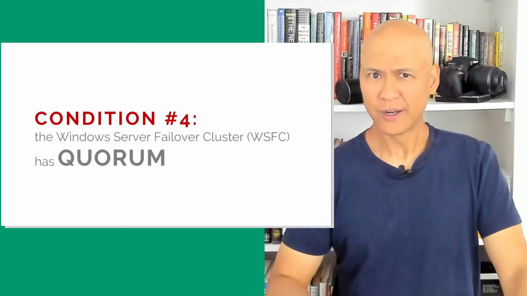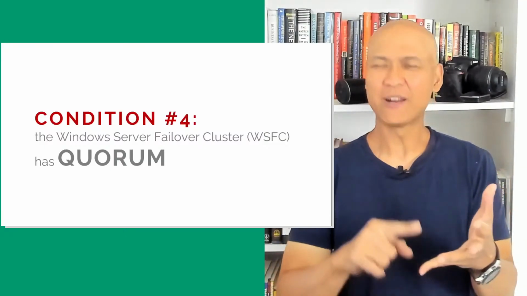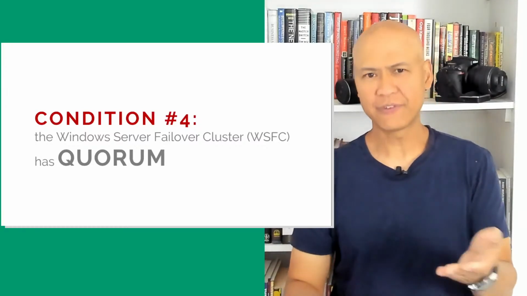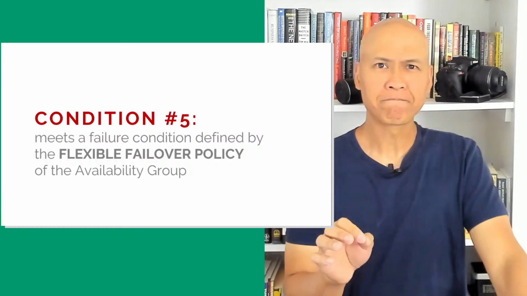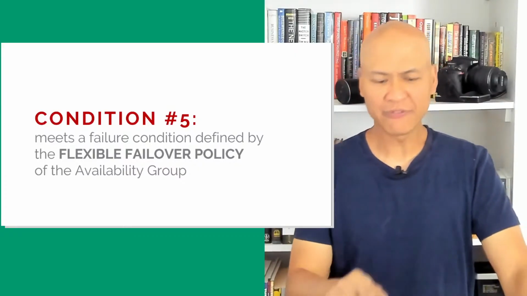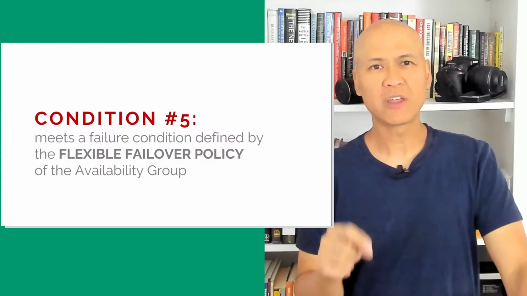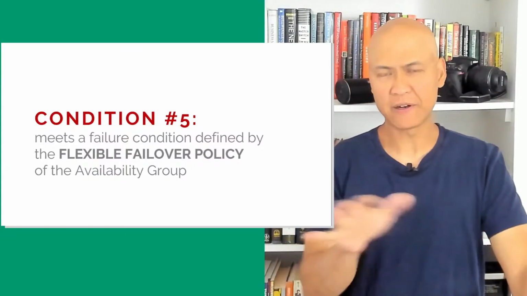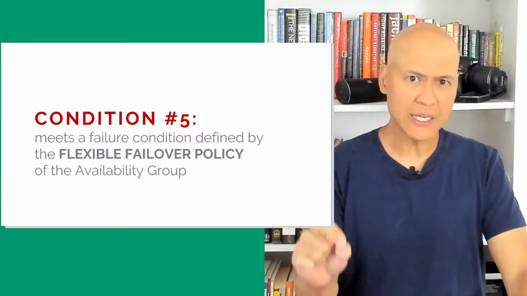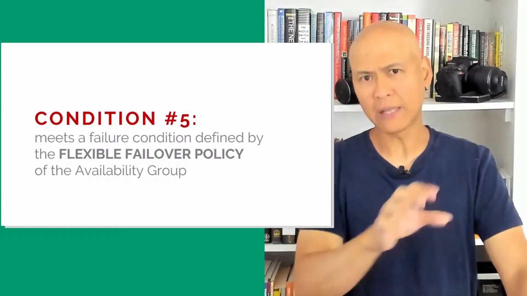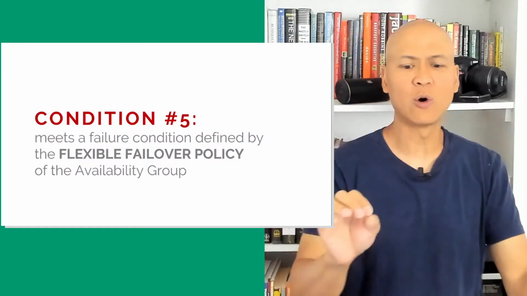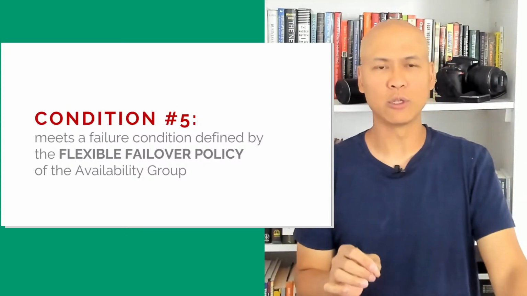We're down to 4. Okay, down to 4. Synchronous commit, automatic failover, the databases should all be synchronized, and the cluster has quorum. The 5th condition is that the AG meets a failure condition defined by the flexible failover policy. There is a setting within the AG called the flexible failover policy. Okay, there are 5 levels. The default is 3, and if the setting is 3, it needs to meet some conditions before it triggers an automatic failover based on the flexible failover policy.